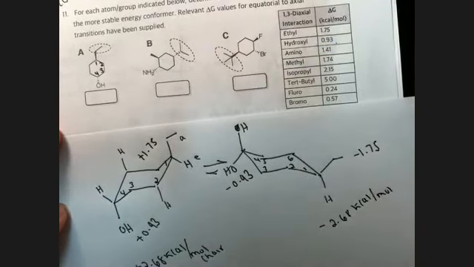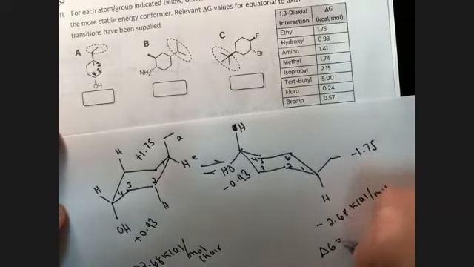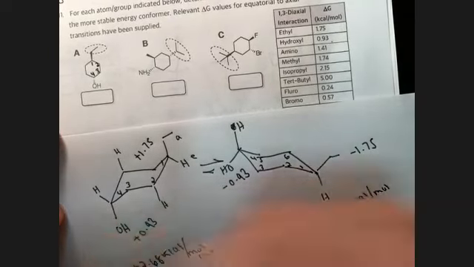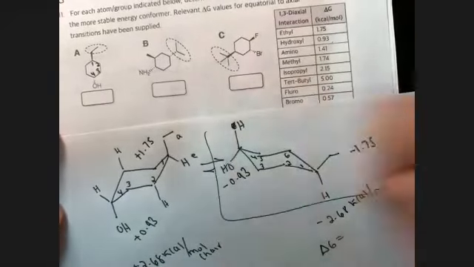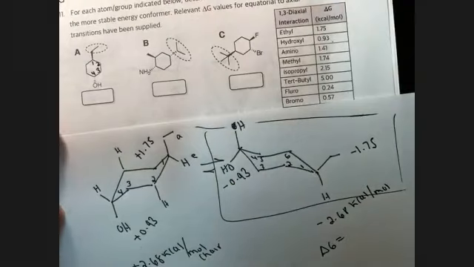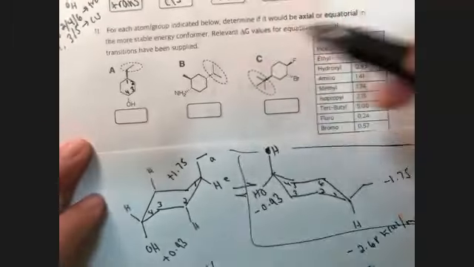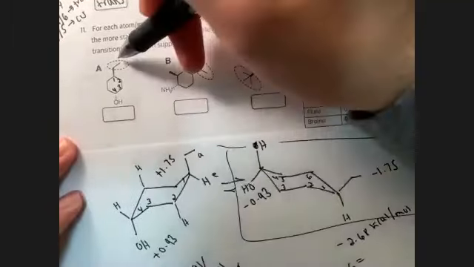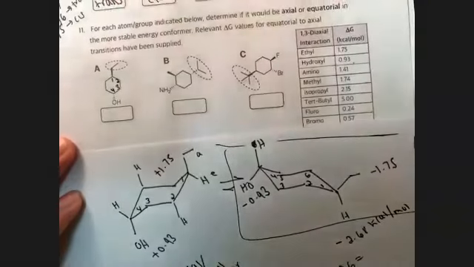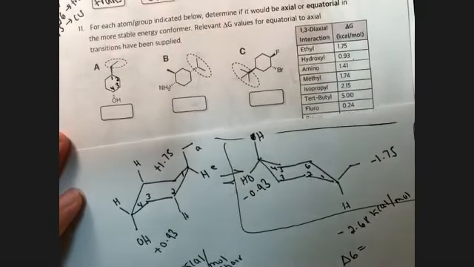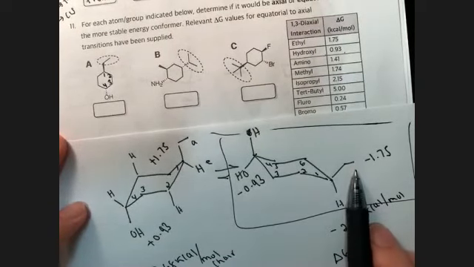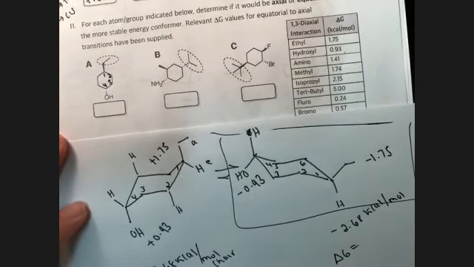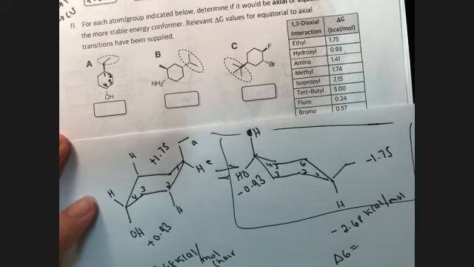Clearly when delta G is a negative number, we are spontaneous, or we prefer to go to the right side. So we know that this is my more stable chair conformer. And then now we look to the question. The question says, for this circled substituent, how is it oriented in my most stable chair conformer? In my most stable chair conformer, it was equatorial. So we would write equatorial for this question.